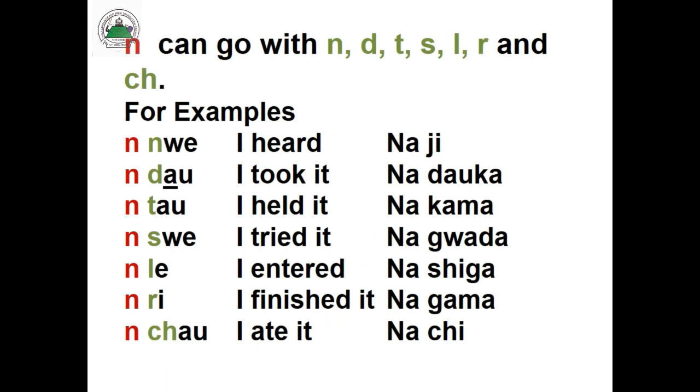And the next one is nle, which means I entered, that is na shiga. And the next one that follows is nri, which means I finish it, that is nagama. And the last one there is nchau, which means I ate it, that means nachi. So like we said, this nasal consonant, whenever it appears in a sentence, the word that follows it will start with any of these consonants we've just taken examples.